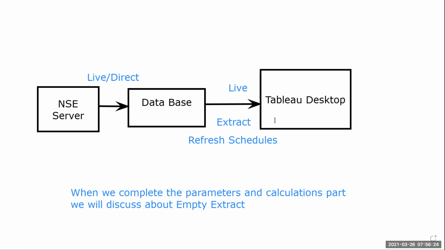I would always suggest going for the extract connection. But in cases where you have huge data sets and you don't know about this extract, at that time you can just go with live. And maybe there might be performance issues, but there are ways to avoid those performance issues, and then we can go with that.